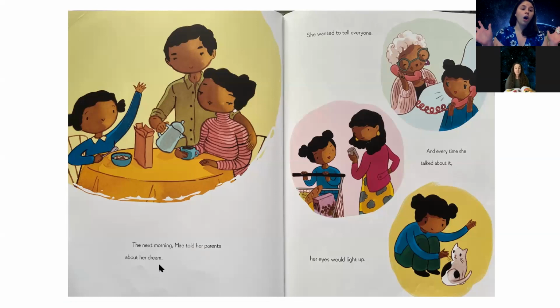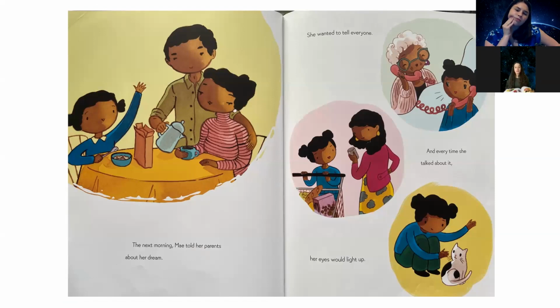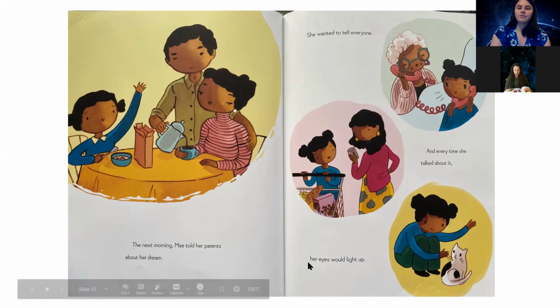Oh, hold on. What is Mae's sueño? Oh, we should give our students a chance to think of that. What is Mae's dream about? Well, let's find out. Let's see if she tells them. Yeah. She wanted to tell everyone. And every time she talked about it, her eyes would light up.